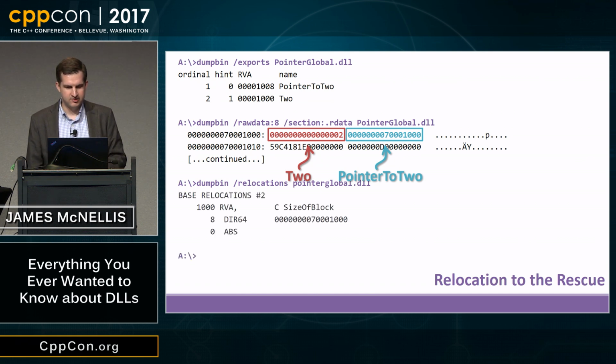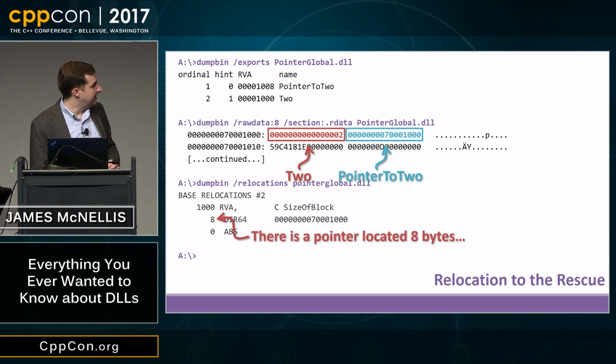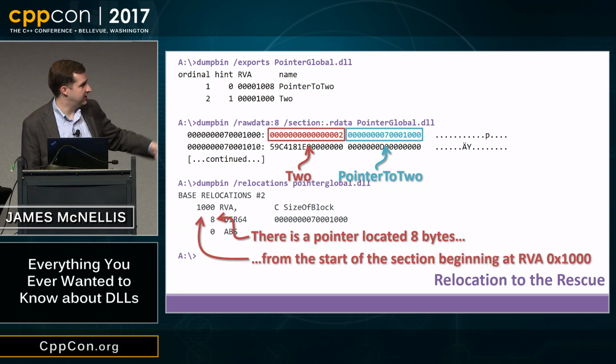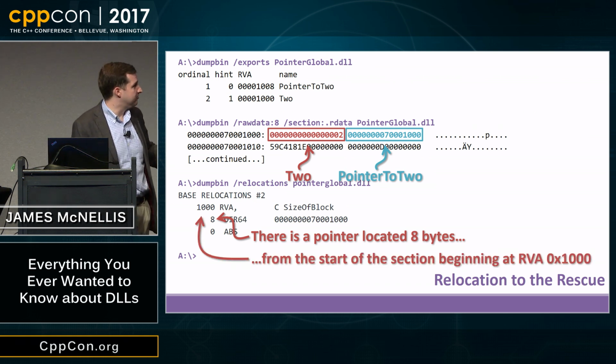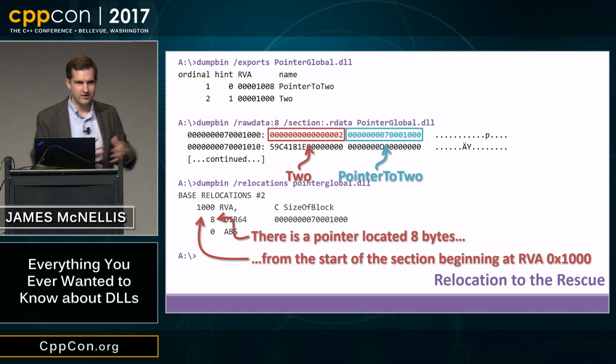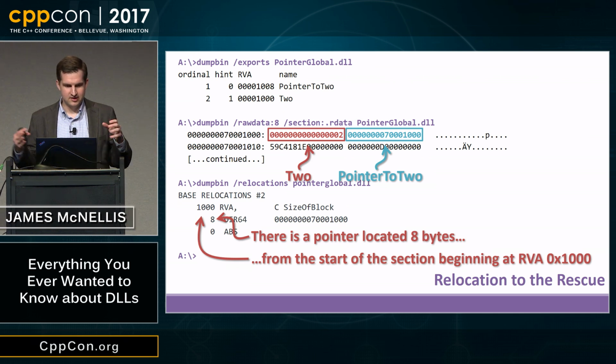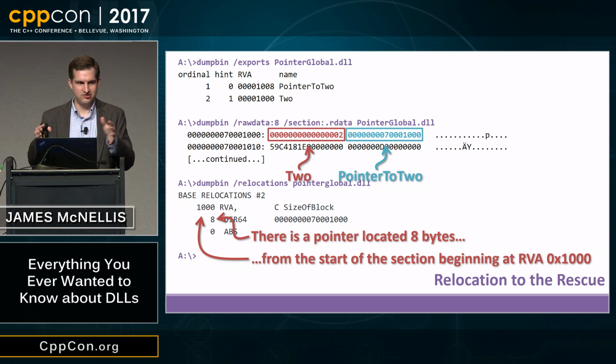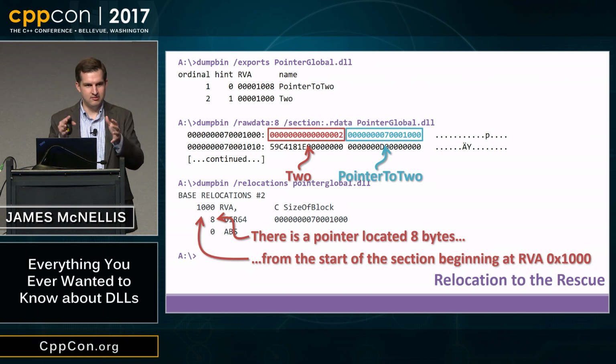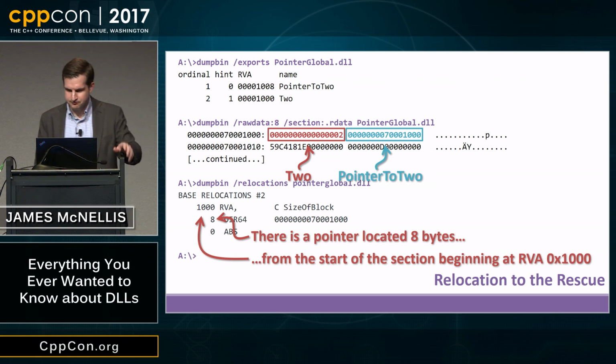So it's actually just a very simple table, and you can dump the relocations to get the list of them. Basically, we have one here, and it just says that there is a pointer located 8 bytes from the start of the section beginning at RVA 1000. And the reason you get this kind of weird output is that the table is very compact, so they don't actually store the RVA, all of the data all together in one place in the DLL.